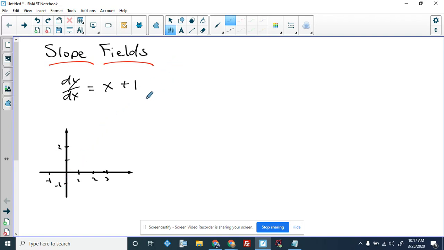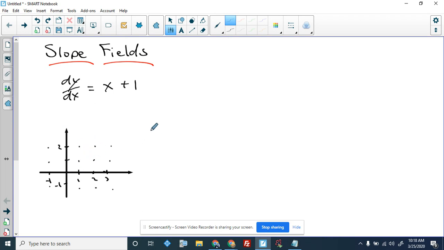Now envision a grid here. You have the points (0, 0), (1, 0), (2, 0), (3, 0), but then you also have the points (0, 1), (1, 1), (2, 1), (3, 1). I'm basically looking at a grid, almost like Battleship, if you know what that is, of points. And what I want to do now is plot slopes at each one of these points. You're like, well, how would I do that?